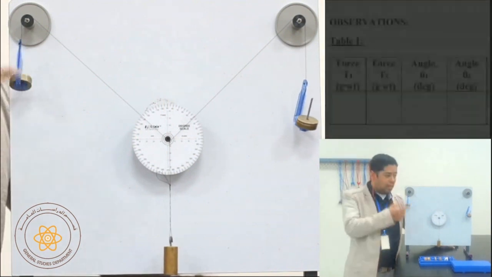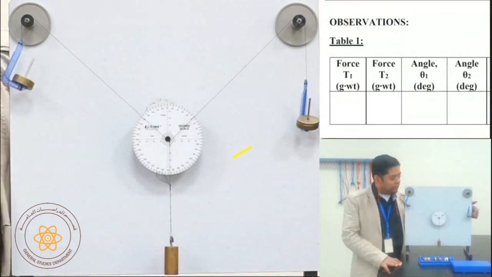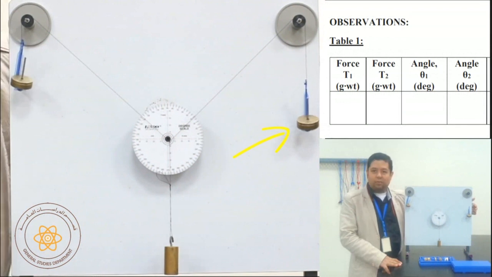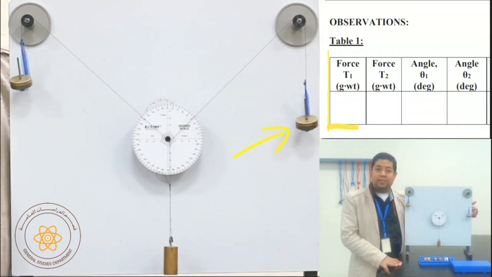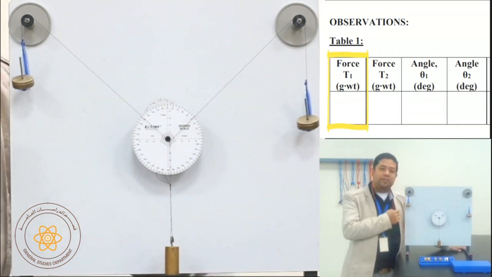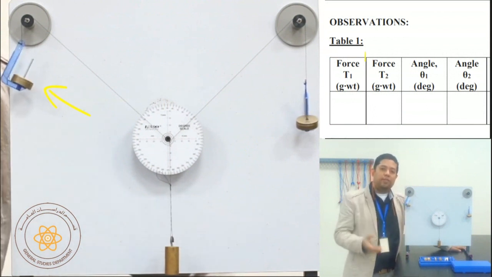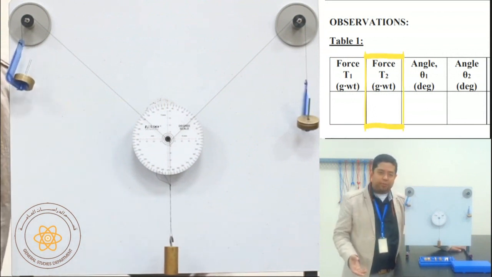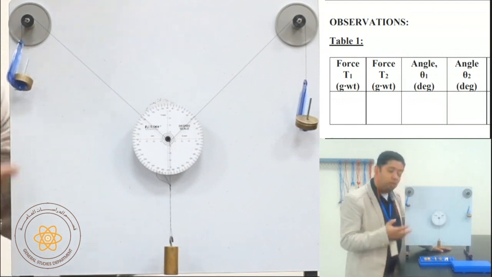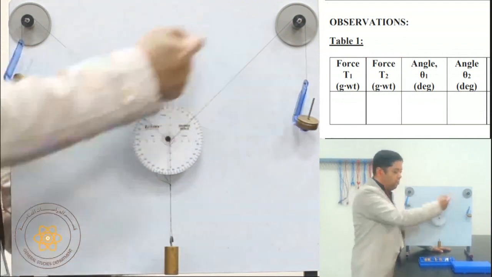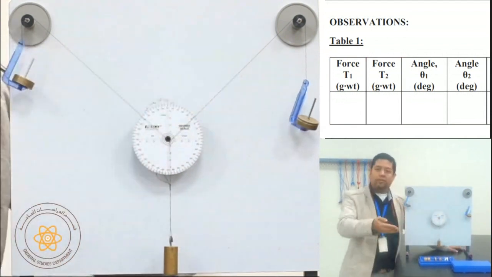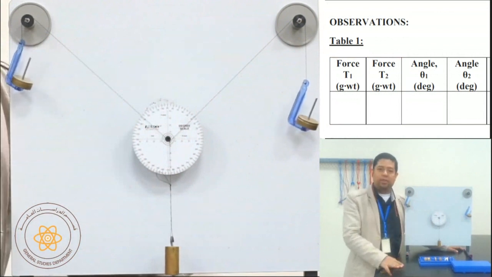In order to measure the tension, we will simply take what we call the mass weight value of each mass. If this is 75 gram weight, that will be the value of T1, 75. If this is 75 gram weight as a mass weight, that would be equal to 75 as T2. Finally, we need to measure the angles of T1 and T2 and record them in our lab manual or data sheet here.